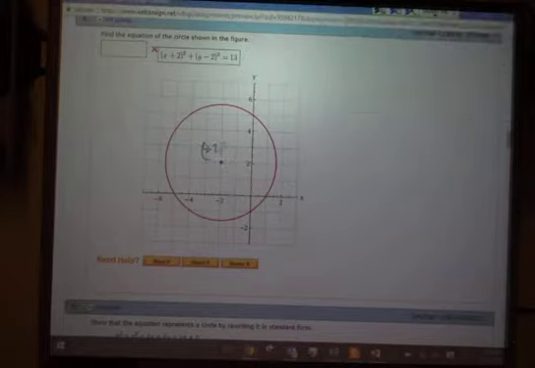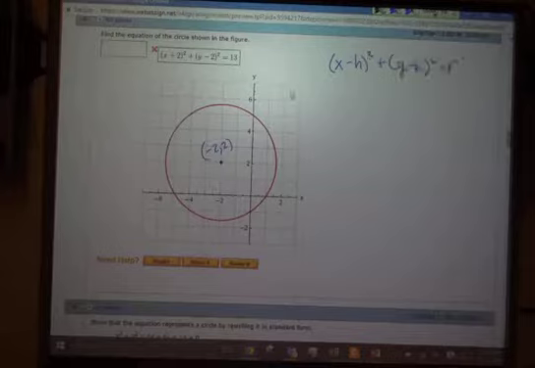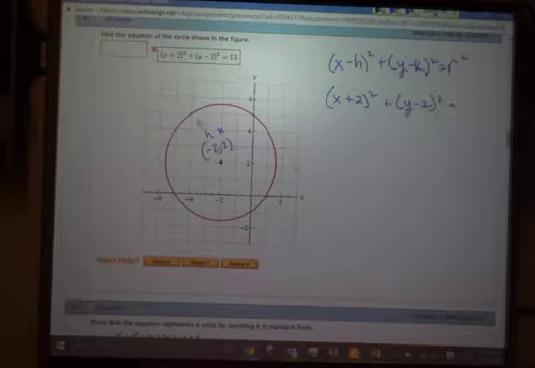Right, -2, 2. So remember it's x minus h squared plus y minus k squared is equal to the radius squared. H and k being the ordered pair, alphabetical. So now we're going to go x minus -2, so it becomes x plus 2. And then y minus 2. And now we've got to find r. So r is the distance of the radius, right?